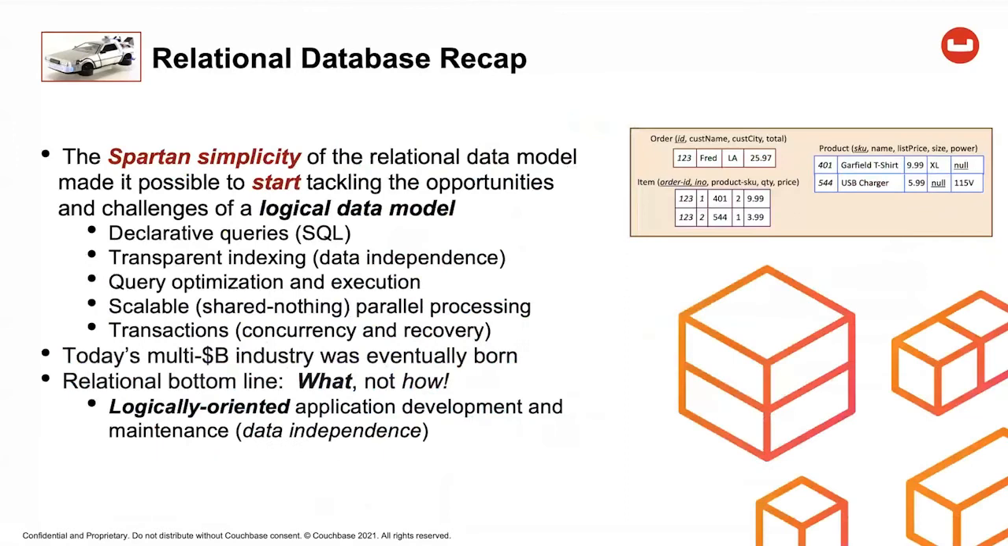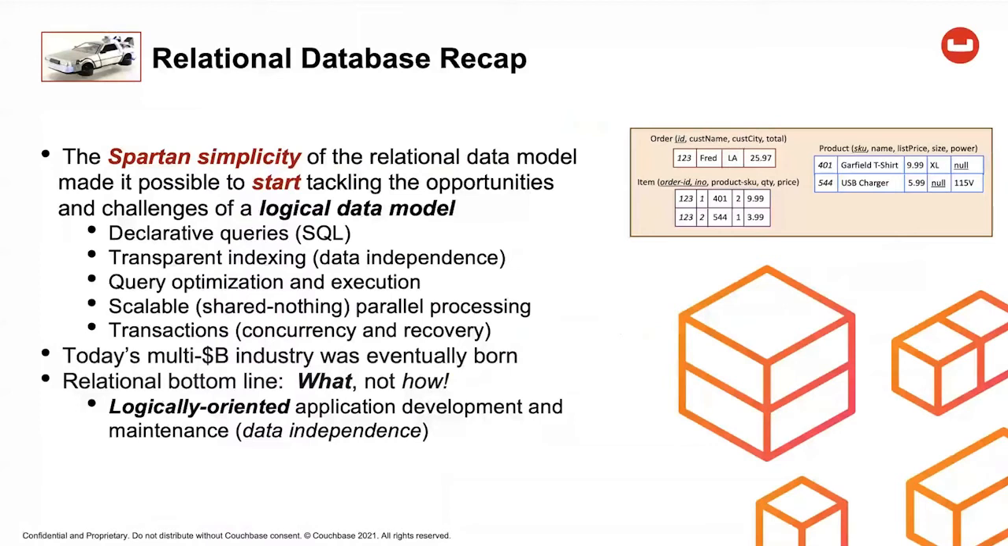All right, so let's summarize what we've learned here, sitting around 1970 in the DeLorean looking out at the relational world, right? So the Spartan simplicity of the relational model, rows and columns, tables, that's all you have to know, made it possible to start tackling the opportunities and challenges of a logical data model. So we had declarative queries, transparent indexing, query optimization and execution. We could parallelize this in data warehouses with technology like what Teradata developed as an example, transactions, concurrency control, recovery, also to make it easier for application developers to not worry about what happens when the system fails or when there's concurrent access to data.